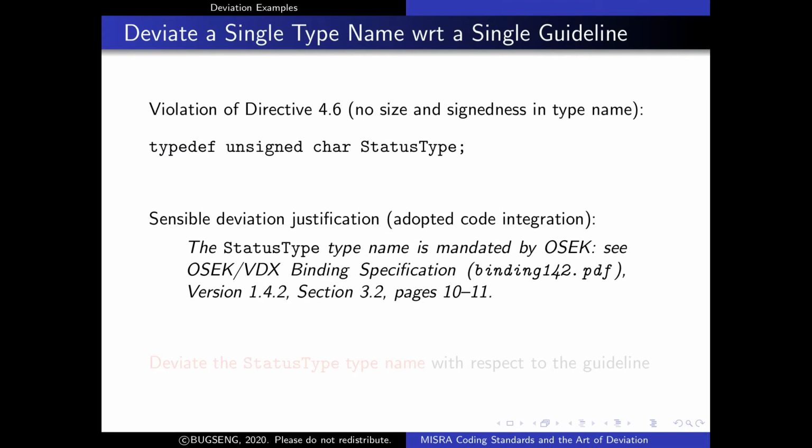So you can consider the OSEK specification as adopted code in the sense that it's a specification that constrains the way you can write code. So you don't have a margin to decide to do things differently. Okay. So if the tool allows you to do this, the thing to be done is to deviate just the status type name with respect to this guideline. Okay.